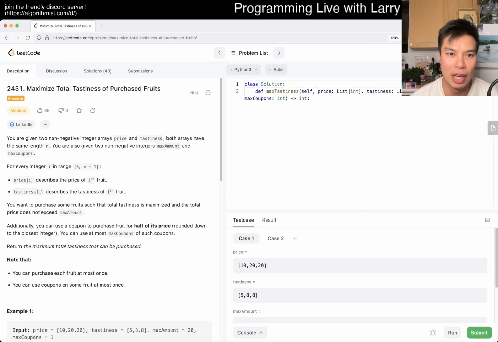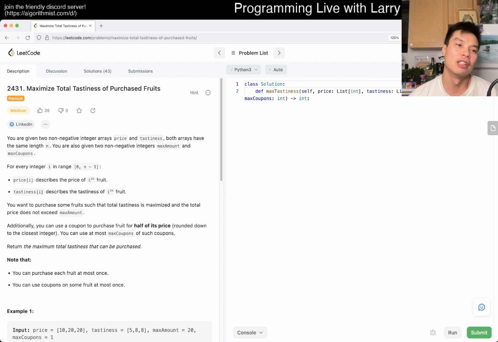Let's go. Today's problem is 2431, Maximize Total Tastiness of Purchased Fruits. This is like a tongue twister. Try saying it five times fast, right? Maximize total tastiness of purchased fruits. All right, it's a medium problem. Apparently a lot of people like it, and let's take a look.